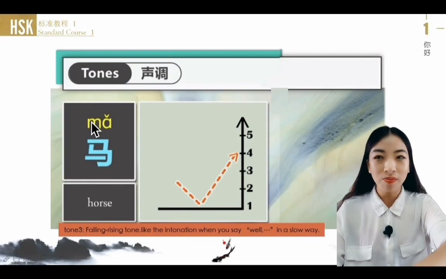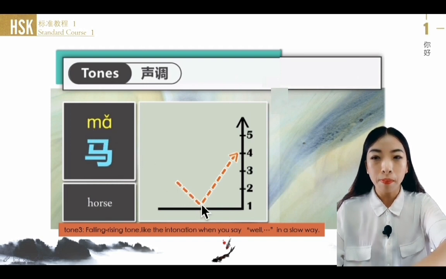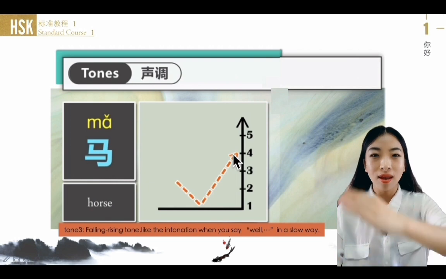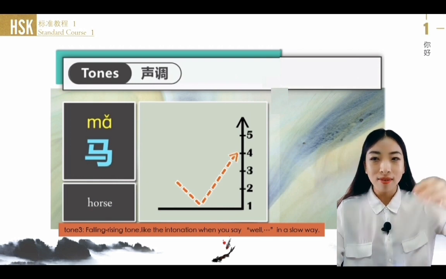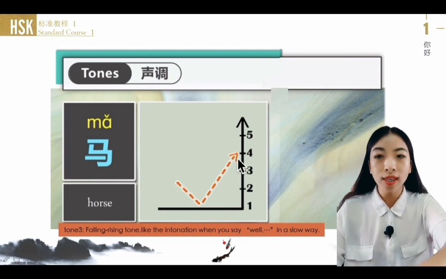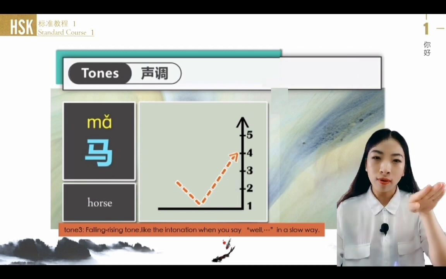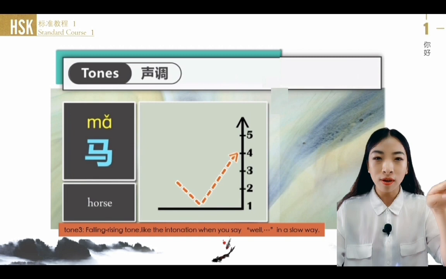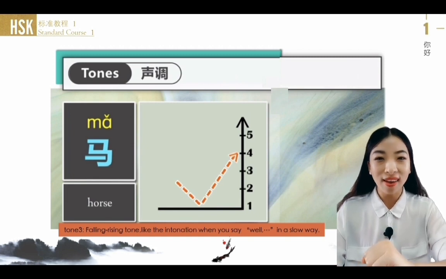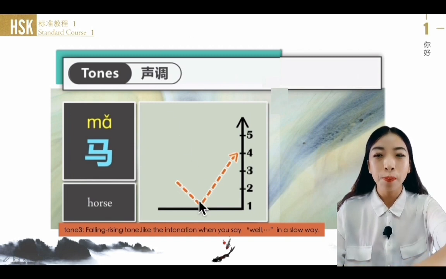The third tone, ma, ma, ma. It's a falling-rising tone, like the intonation when you say "well", well, in a slow way. Ma.